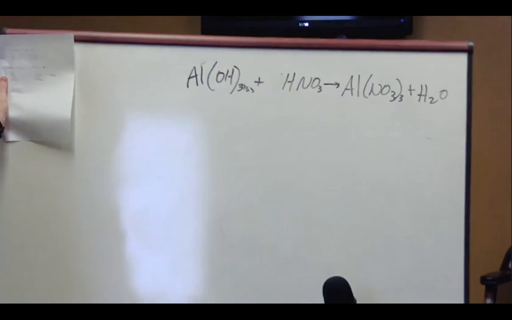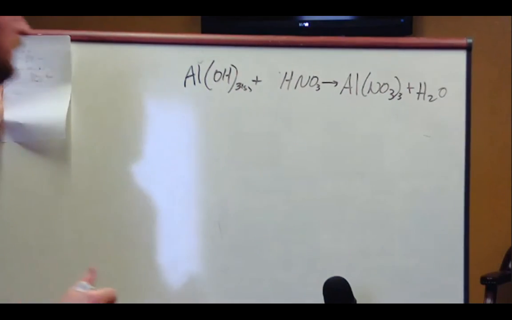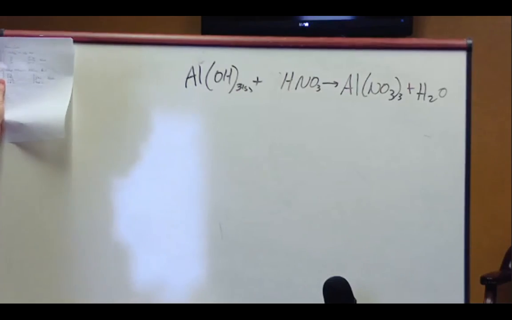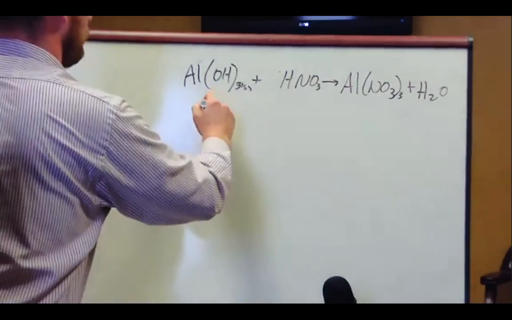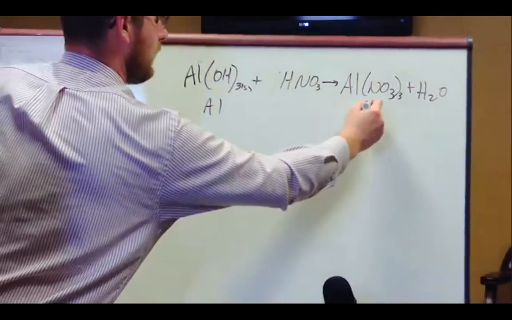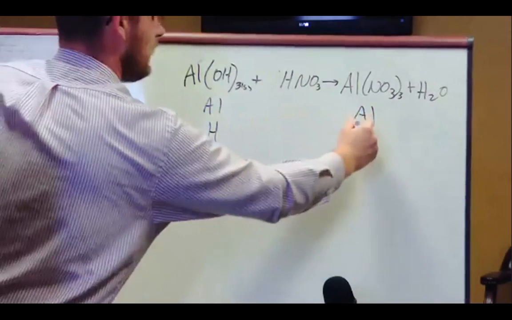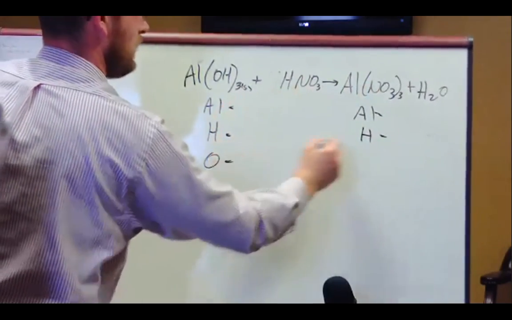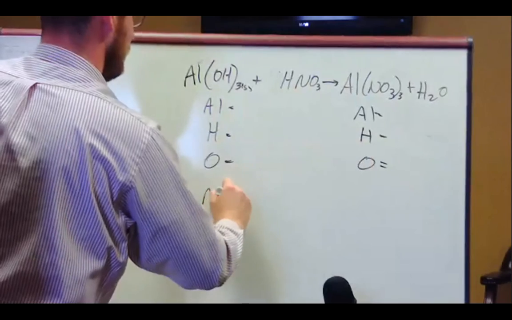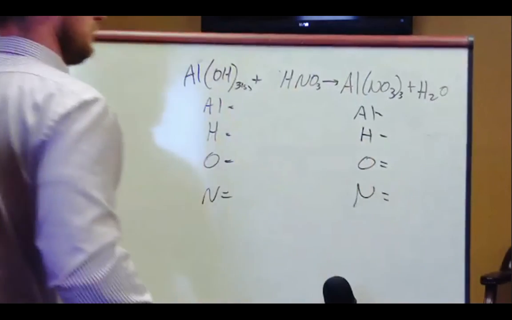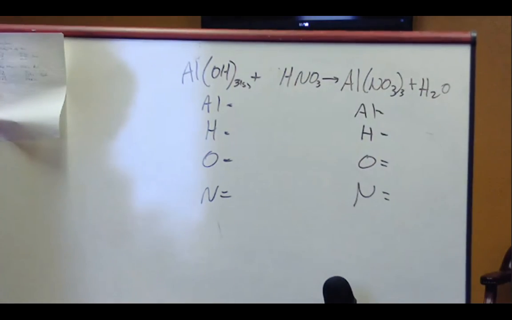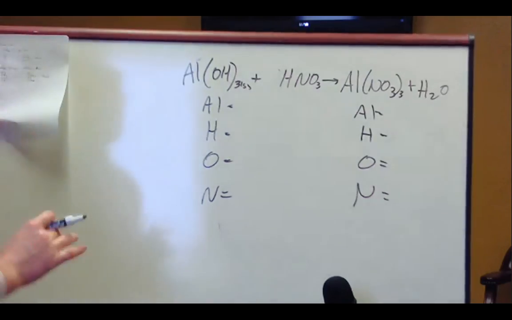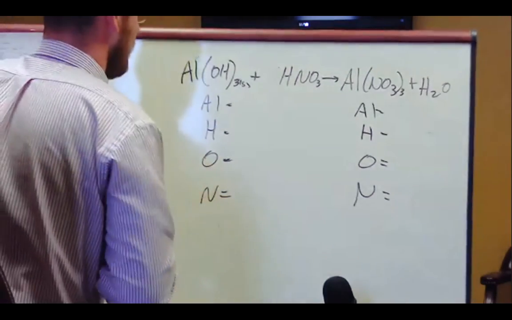Okay, so here's how I start balancing equations. I do a general housekeeping. So we have aluminum on this side, hydrogen, oxygen, nitrogen, right? You can put those in any order you want. If you want to put oxygen last so that you remember to do oxygen last, that'd be great.